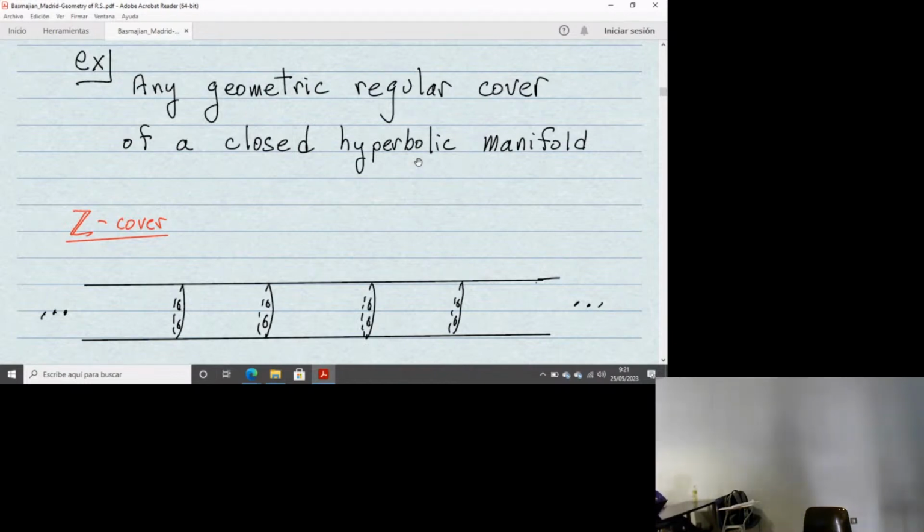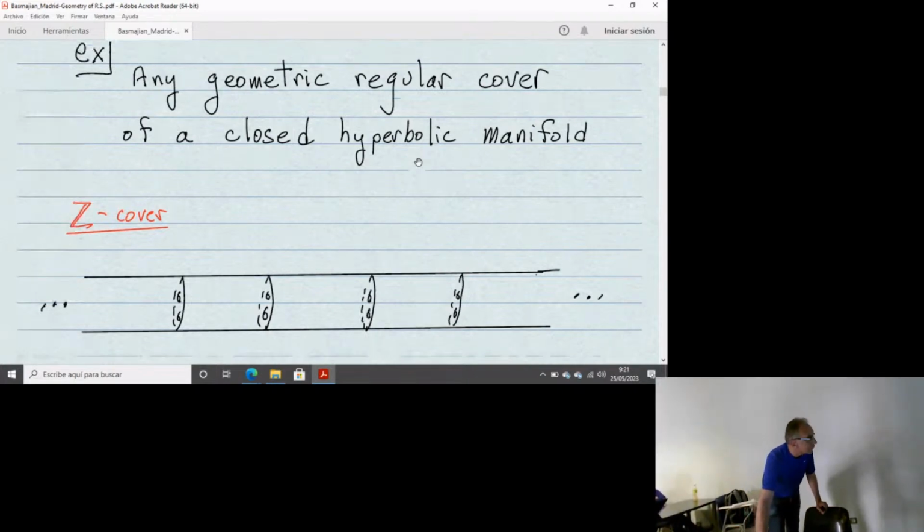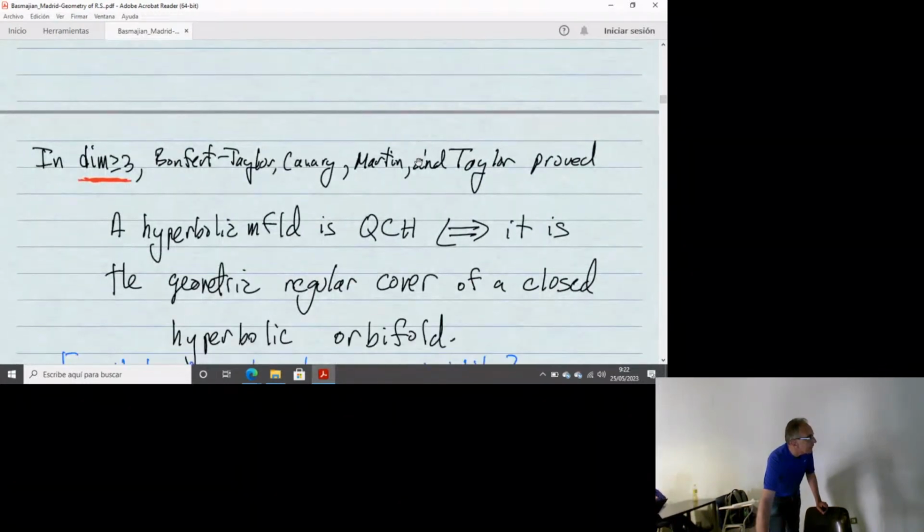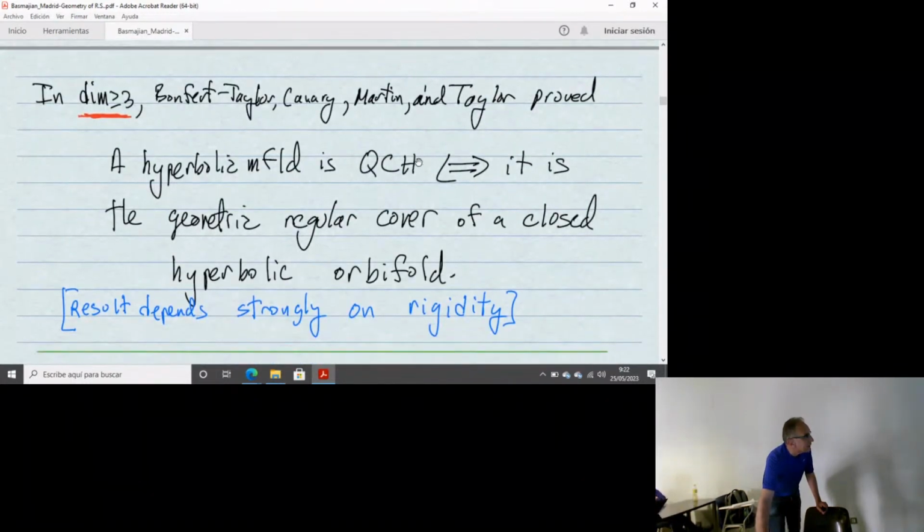And in fact, their theorem in dimension bigger than or equal to 3 is that, so this is Bonfert-Taylor, Canary, Martin, and Taylor, that if you're QCH in dimension bigger than or equal to 3, then you are the geometric regular cover of an essentially closed hyperbolic manifold. Okay? So that's it. And that's because of rigidity. There's Mostow rigidity in dimension 3 and higher. So there isn't much else you can do.